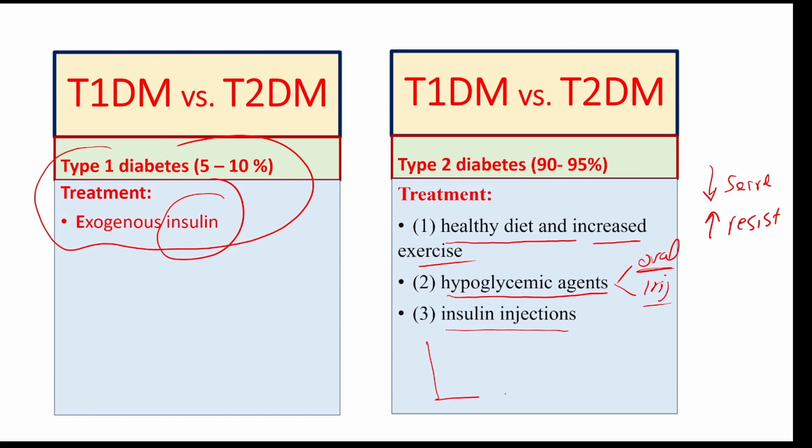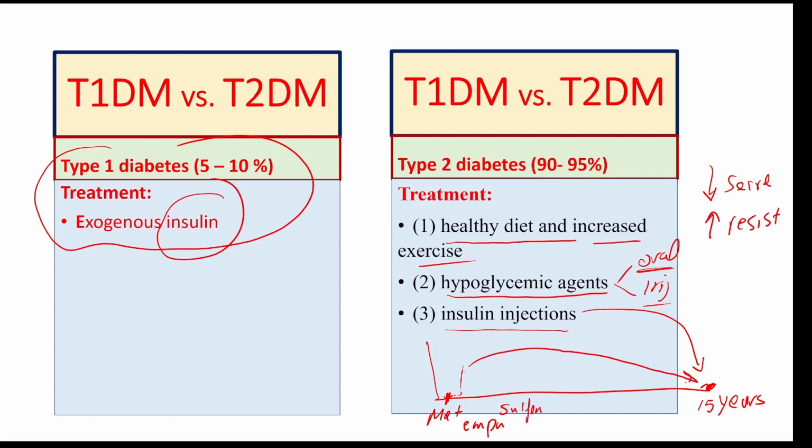So, for example, for the newly diagnosed patient, after 15 years of the disease, the patient may need insulin. But in the beginning, we can start with metformin, for example. We can start with empagliflozin, or we can start with some other medications such as sulfonylurea. So we have several options before the patient's situation deteriorates and the patient needs insulin.